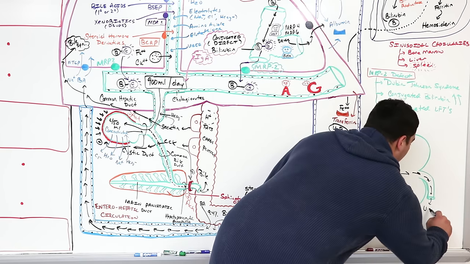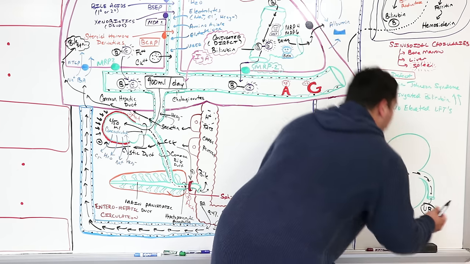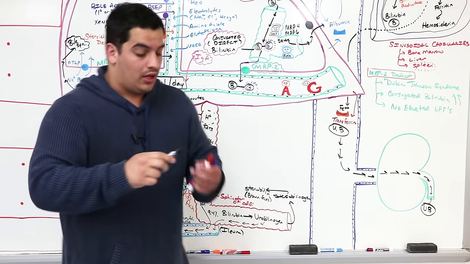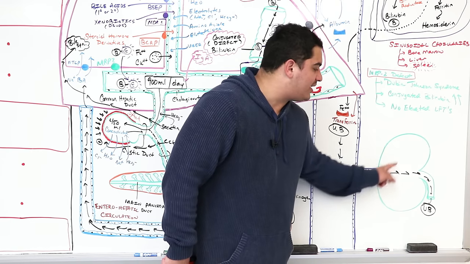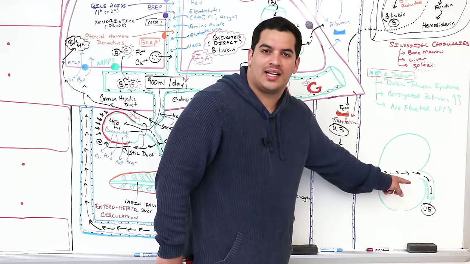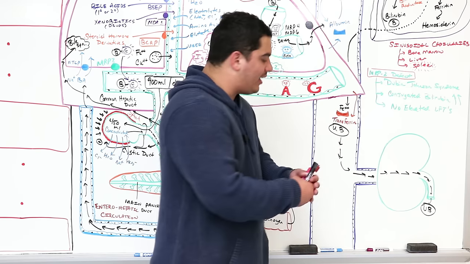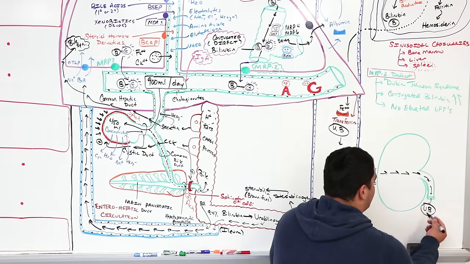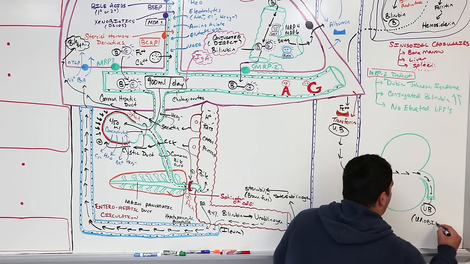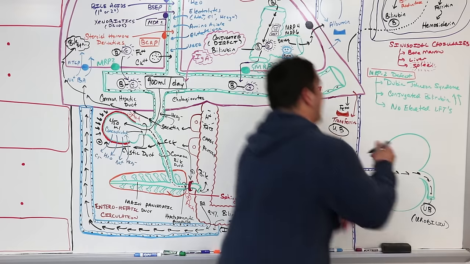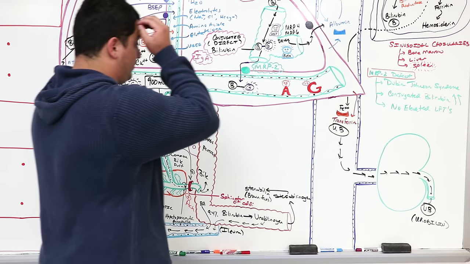So what are we going to see in the urine? Urobilinogen. Okay? Now, along the way, urobilinogen is acted on by different enzymes and oxidized into what's called urobilin. So really, if we want to be particular, this substance, which is actually in the urine, is called urobilin. And this is what causes that yellow pigment of the urine.